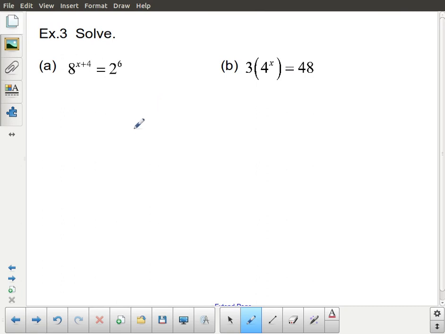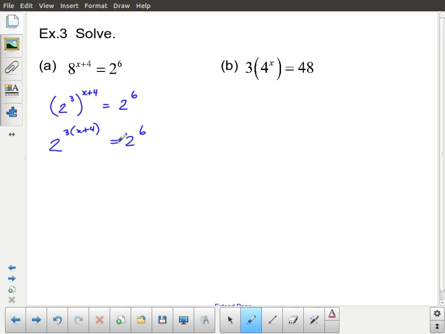All right, how about this one? Not terribly complicated if you've gotten a good feel for what we're doing here. This one seems straightforward enough. 8 to the x plus 4. I'm going to rewrite 8 as 2 cubed, but that's all to the x plus 4. And then this one is 2 to the 6. I don't quite have a base equals another base yet. There's still some complexity here that I need to deal with, so I'm going to rewrite this as 2 to the 3 times x plus 4, multiplying out the exponents, 2 to the 6.